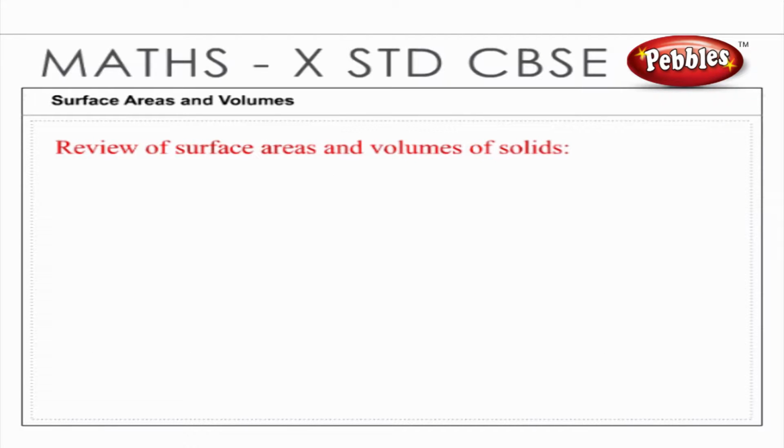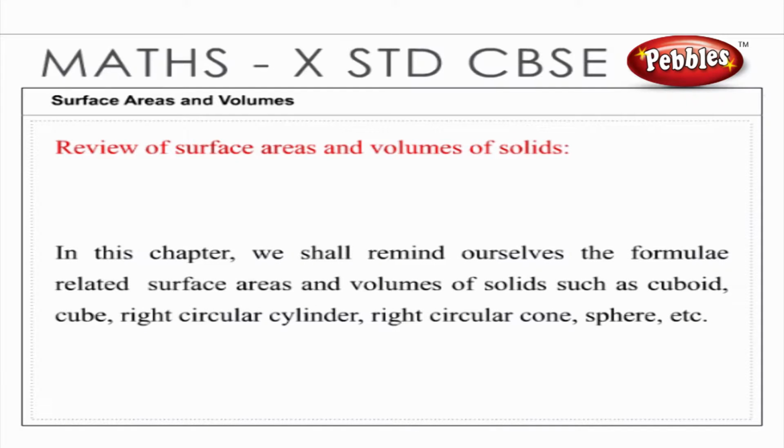Review of surface areas and volumes of solids. In this chapter, we shall remind ourselves the formulae related to surface areas and volumes of solids such as cuboid, cube, right circular cylinder, right circular cone, sphere, etc.